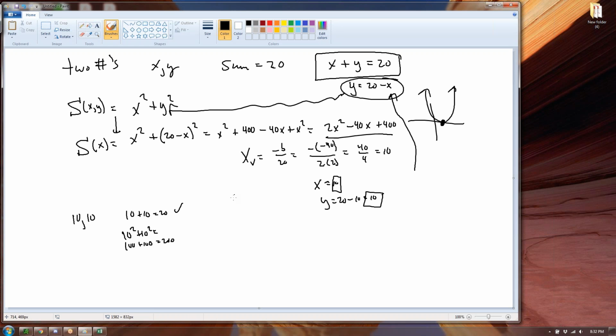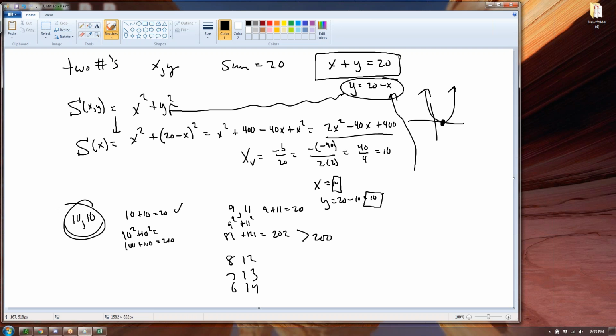Let's try something else, like 9 and 11. We know that 9 plus 11 is 20. That's like first grade math. And then square them. 9 squared and 11 squared. That's 81 and 121. If we added those together, what will we get? It's not 200, we would actually get 202. So 202 is actually more than 200. Anything we try, 8 and 12, 7 and 13, 6 and 14, those would all make larger sums of their squares. So we pretty much got the two numbers right here.